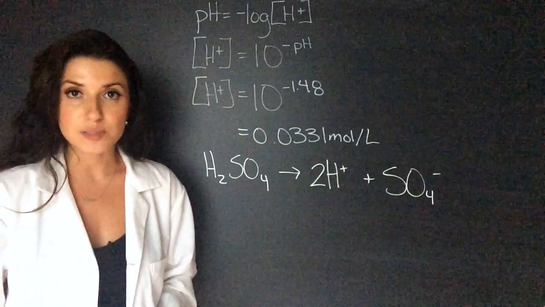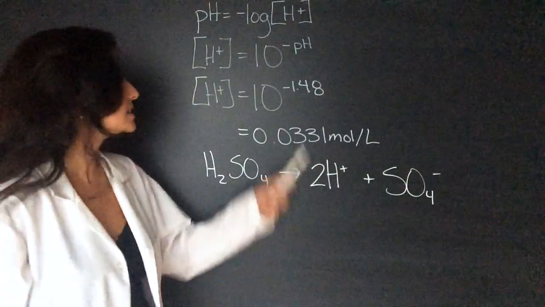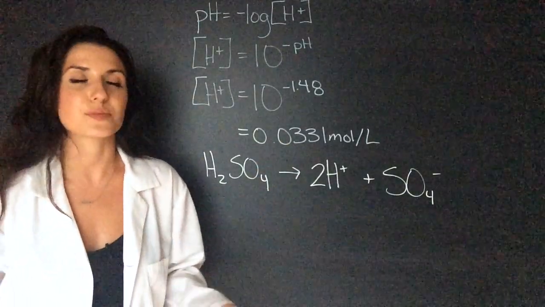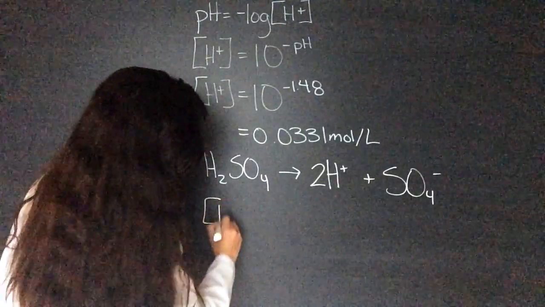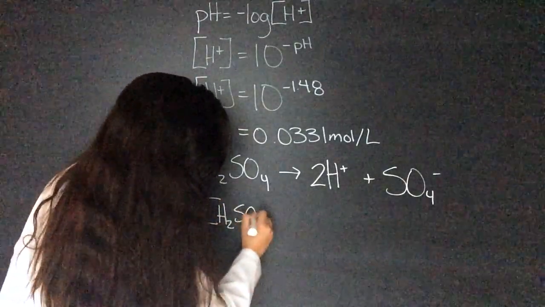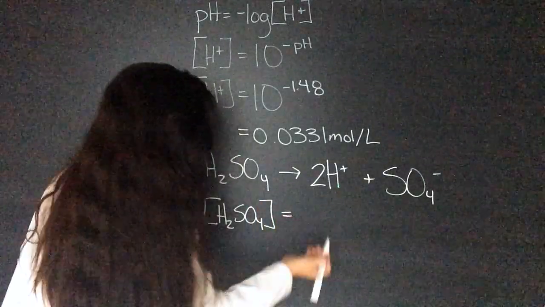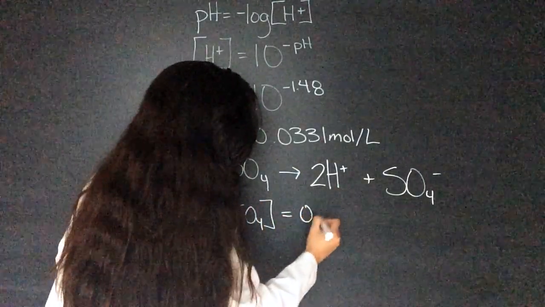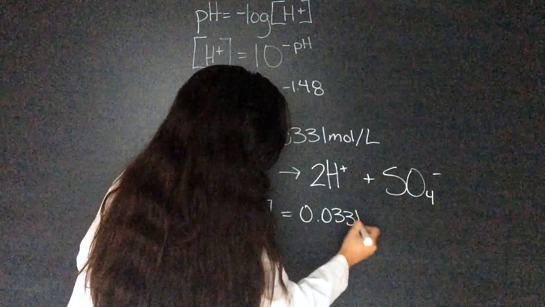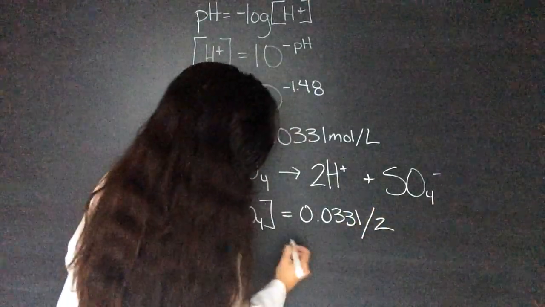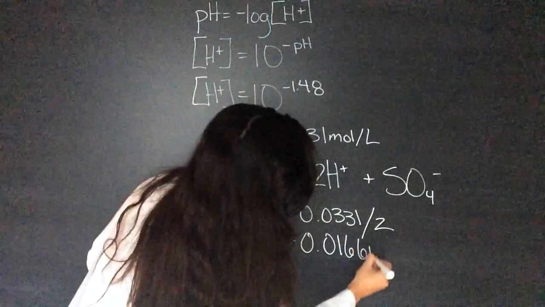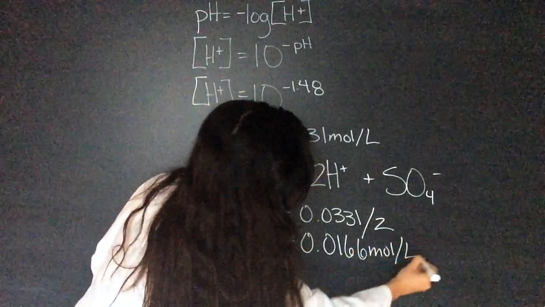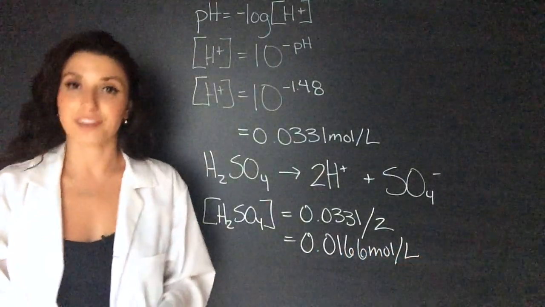So we can cross multiply and divide, or just divide this number by 2 because we know it's a 1-to-2 ratio. So the concentration of H2SO4 is going to be 0.0331 divided by 2. And that equals 0.0166 moles per liter. And that is our final answer.